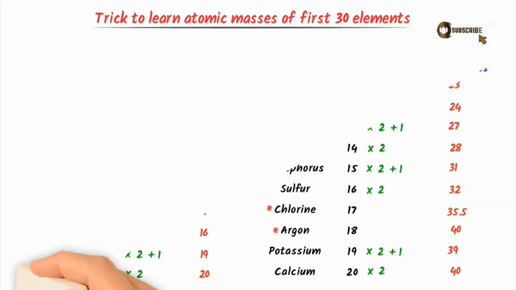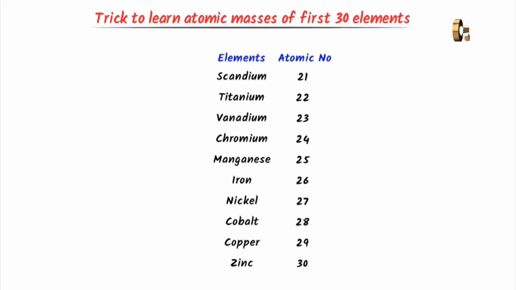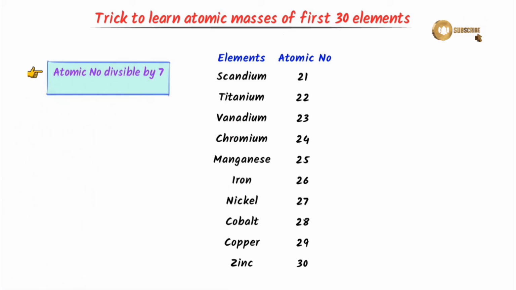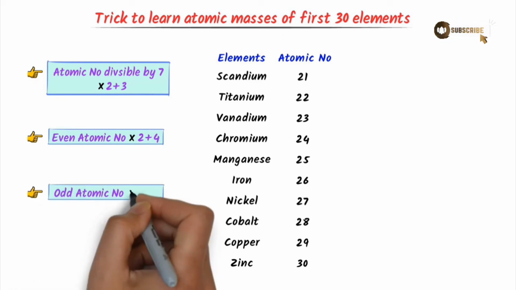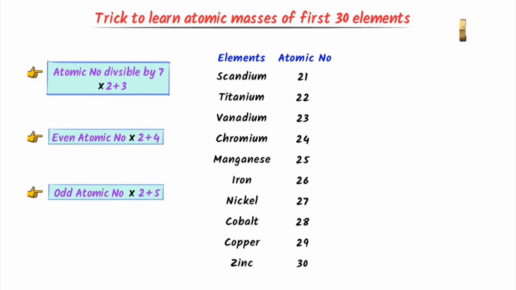Now I will teach you writing atomic masses of elements from 20 to 30. I will use these 3 tricks. The first trick is, if atomic number is divisible by 7, we multiply it by 2 and add 3 to it. The second trick is, if atomic number is even, we multiply it by 2 and add 4 to it. The third trick is, if atomic number is odd, we multiply it by 2 and add 5 to it.